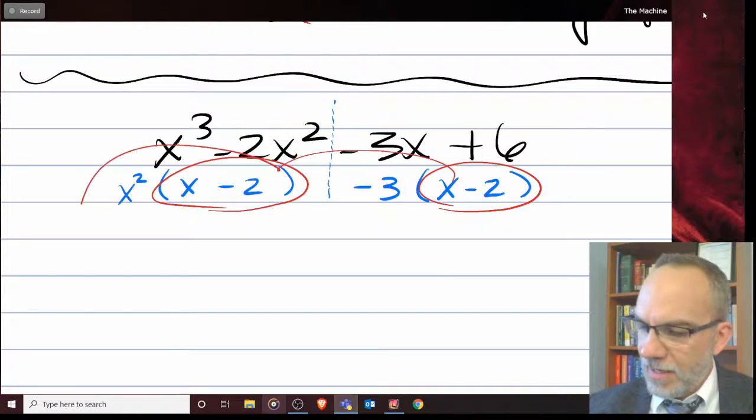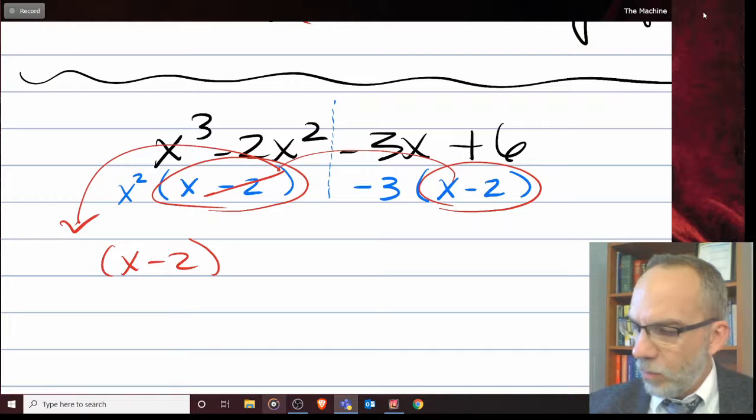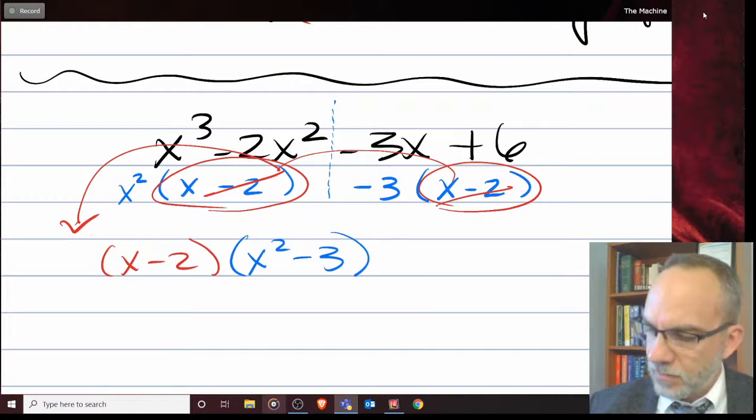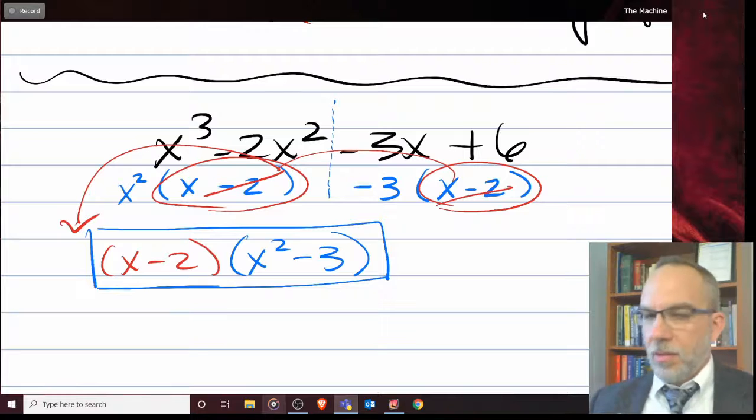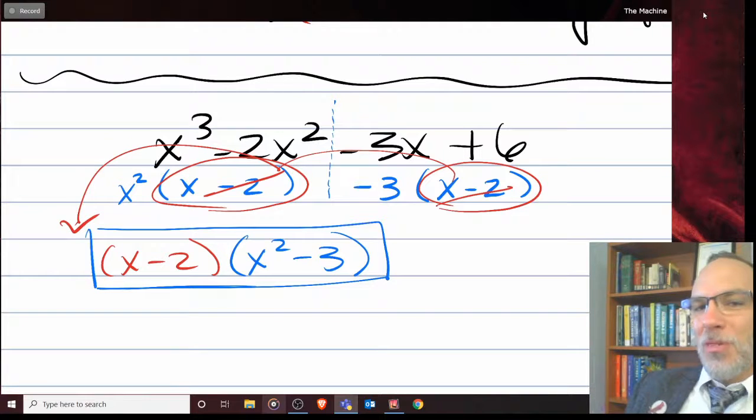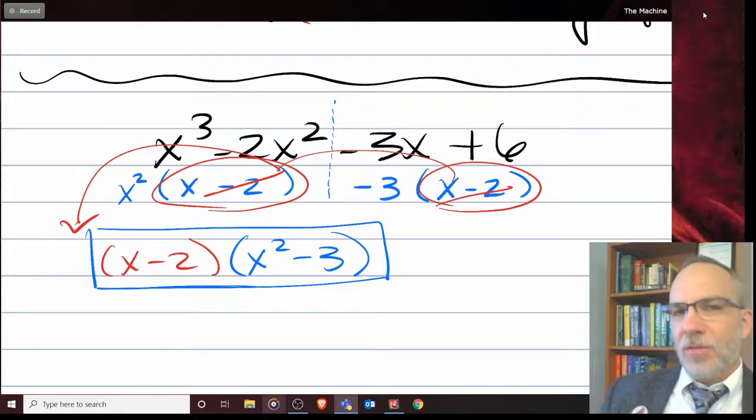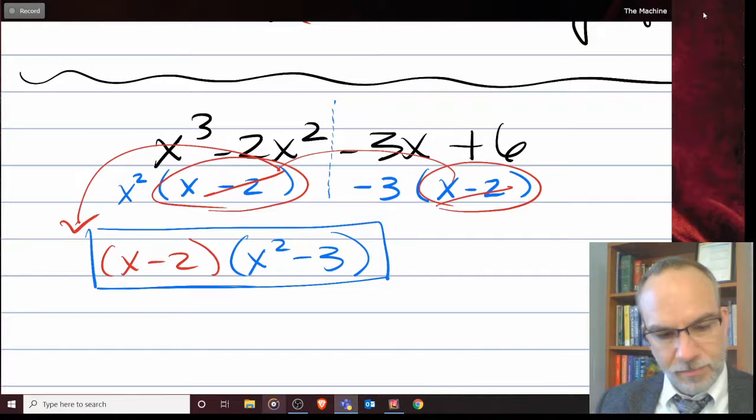So factor that out. X minus 2 comes out. And then what remains after I've removed that? Hopefully you can see it's going to be an x squared minus 3. Okay, there we go. All right, factoring. Number one thing you're always going to look for. Always look for the greatest common factor. And if you've got 4 terms, look for factor by grouping.